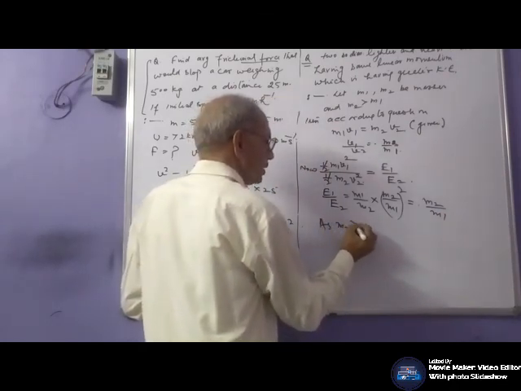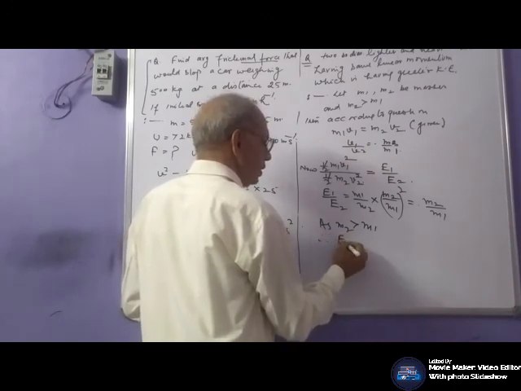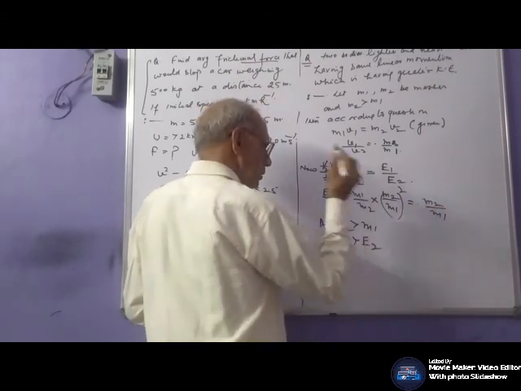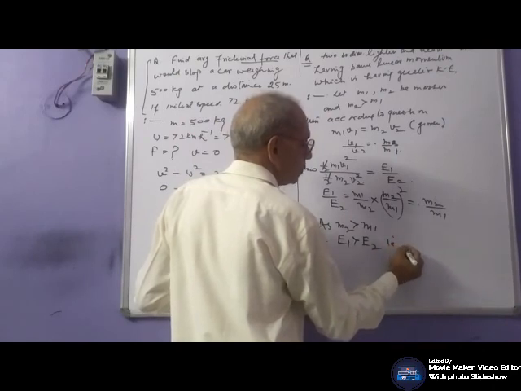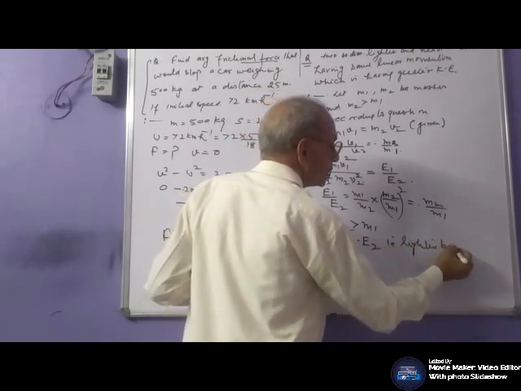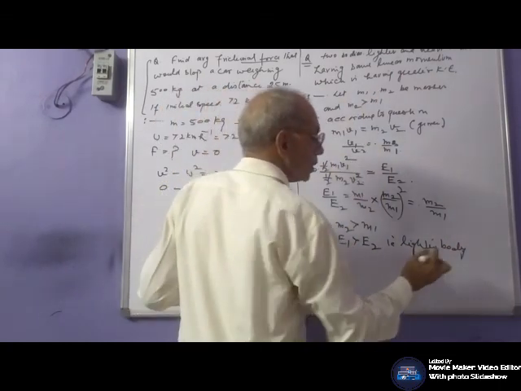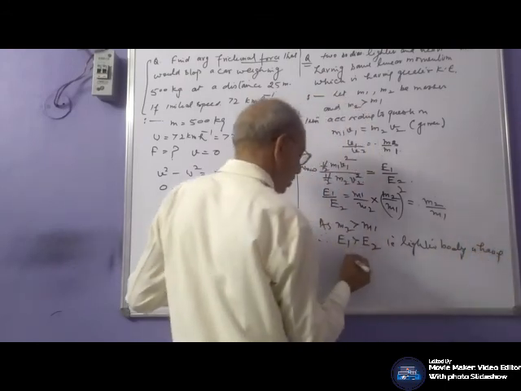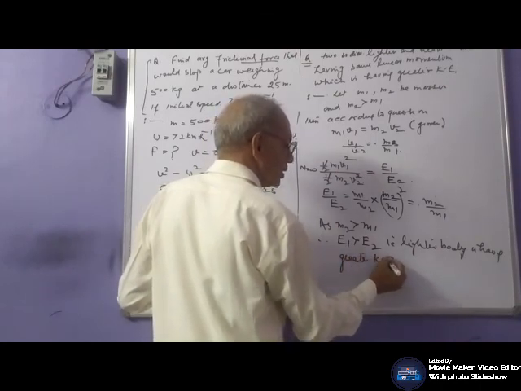As M2 is greater than M1, therefore E1 is greater than E2. The upper one is bigger than this, so this will be greater than this. That is, the lighter body. Which one was it? M1, we took as the lighter. It is having greater kinetic energy.